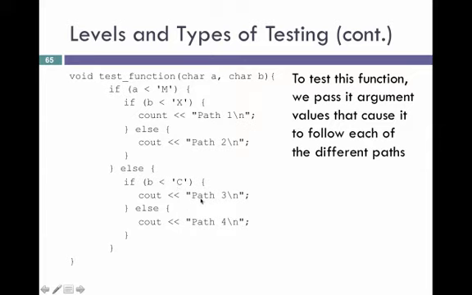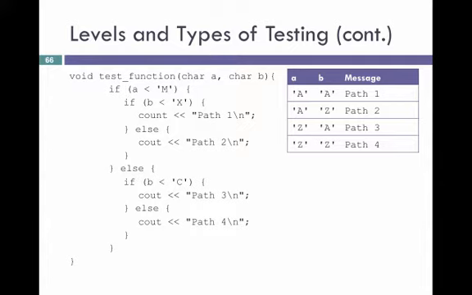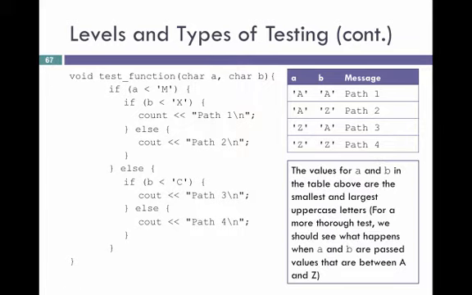Else, we do some other checking. There's a path 3 and path 4. So we've got 4 different paths through this single if statement. And notice here's a table that shows for certain values of A and B, we'll take path 1, path 2, path 3, to path 4. So these are just using sort of the smallest and largest capital letters. So these are the uppercase letters.